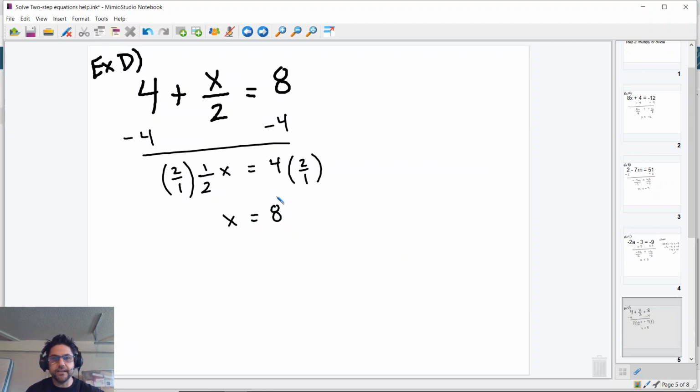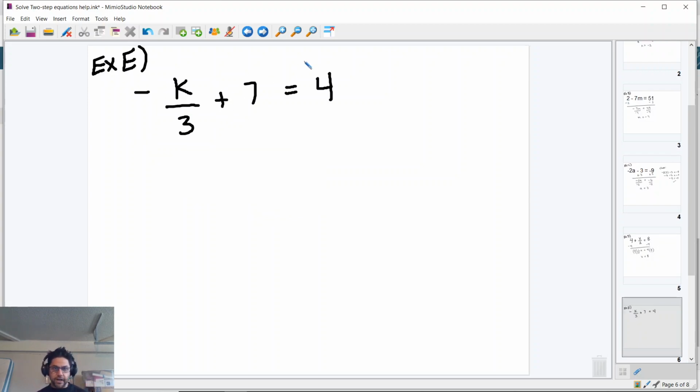Again, if you were to check it, x would be 8. 8 divided by 2 is 4. 4 plus 4 is 8. Beautiful. All right, fraction one with a negative sign. We're still going to be careful.